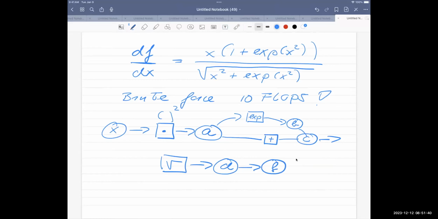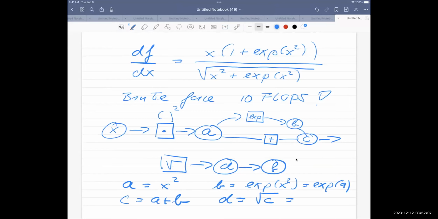So a is simply x squared. b is the exponential of x squared, which is the same as the exponential of a. So I have pre-calculated this variable. c is nothing but a plus b, which is indicated graphically here. And this function d is simply the square root of c, which is simply the same as f of x.